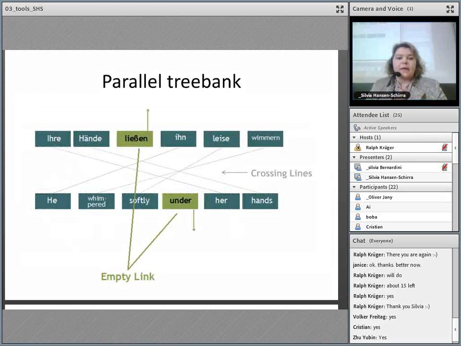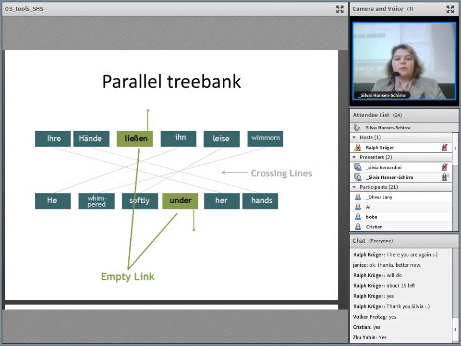Okay, what can we query with this corpus? We can query, of course, words like he, or under, or hands, but we can also query translation solutions or funny things like empty links, non-translations on the grammatical layer, as well as crossing lines. For example, the translated sentence, he whimpered softly under her hands, was, in the German original, ihre Hände ließen ihn leise wimmern. In English, her hands let him softly whimper.